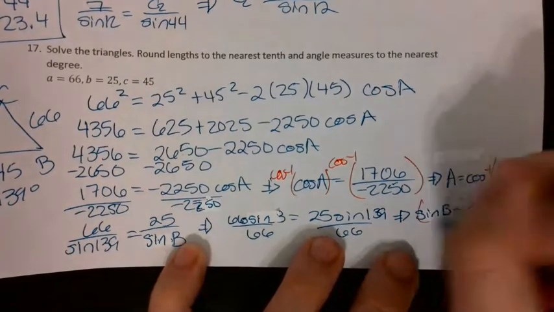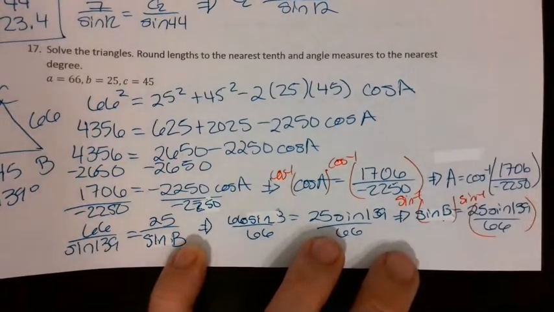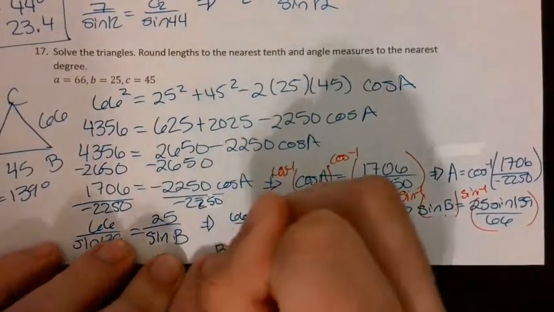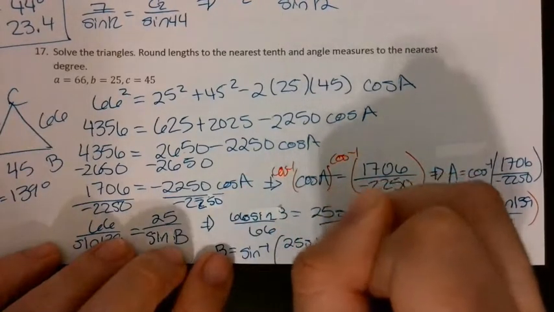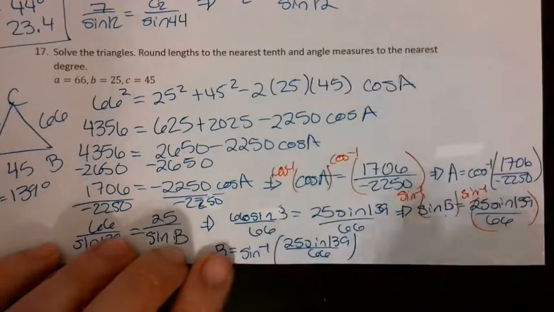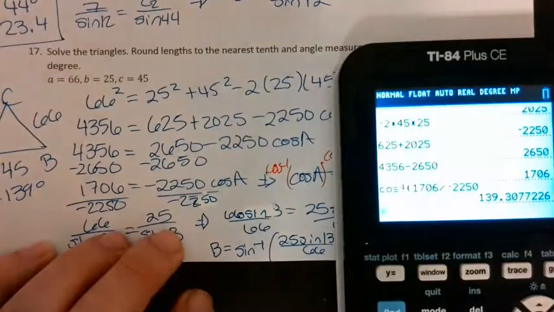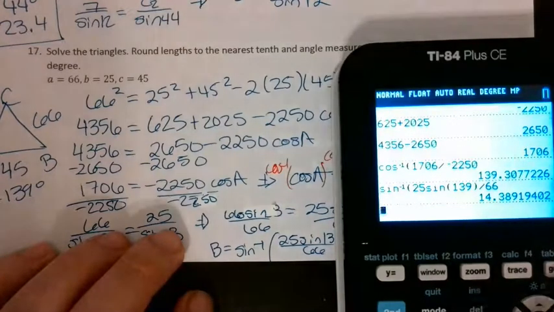I want to do my inverse sine, which I'm going to write down here. B equals sine inverse of 25 sine 139 divided by 66. So I'm going to figure out what B is. B is going to be 14.